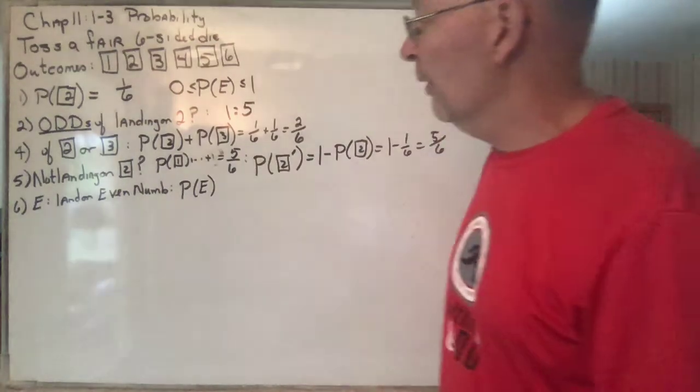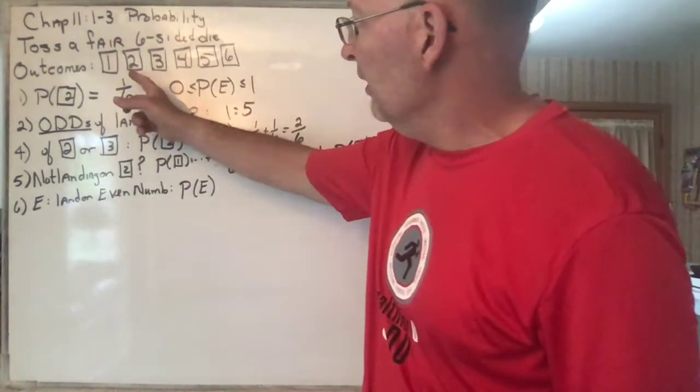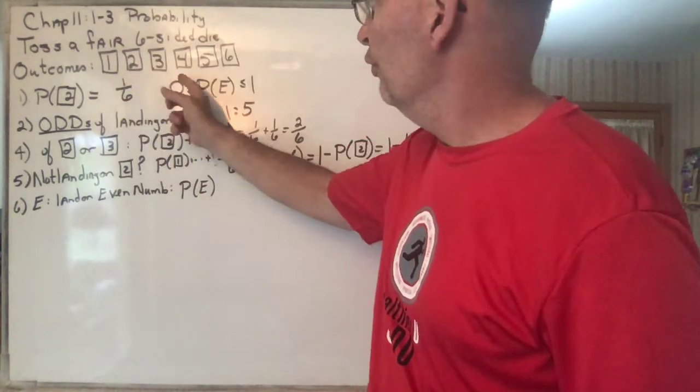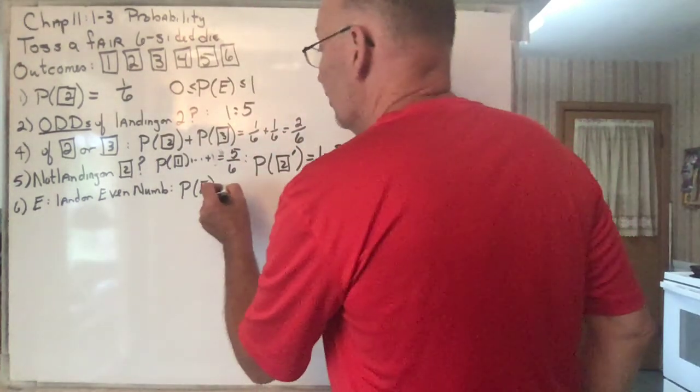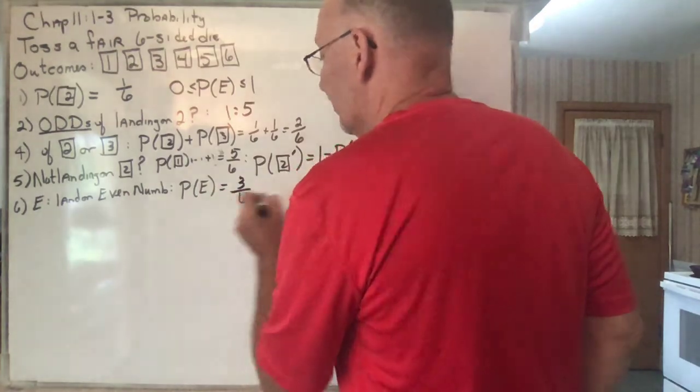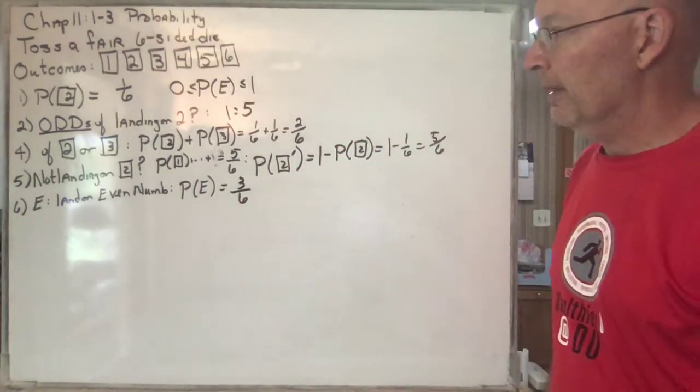So you want the probability of E. Well, how many even numbers are there? There's 2, 4, and 6. So if you add 1/6 plus 1/6 plus 1/6, you get 3/6 as your answer. Do you agree?